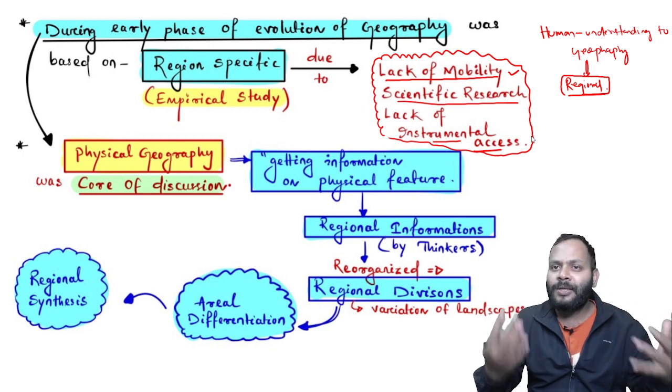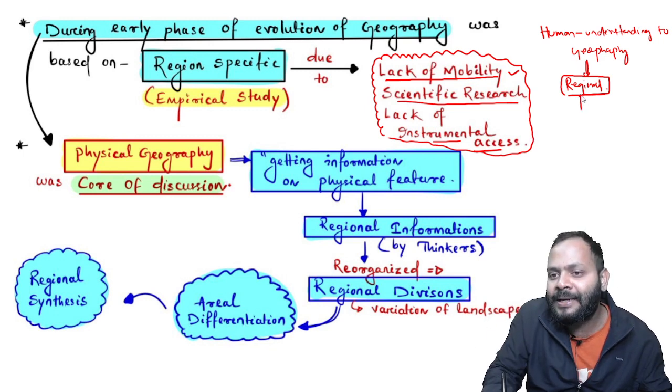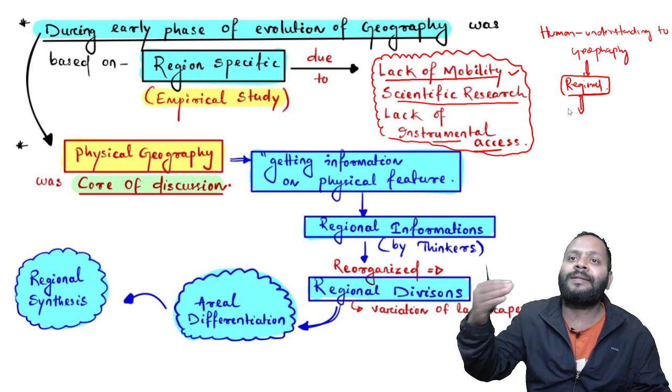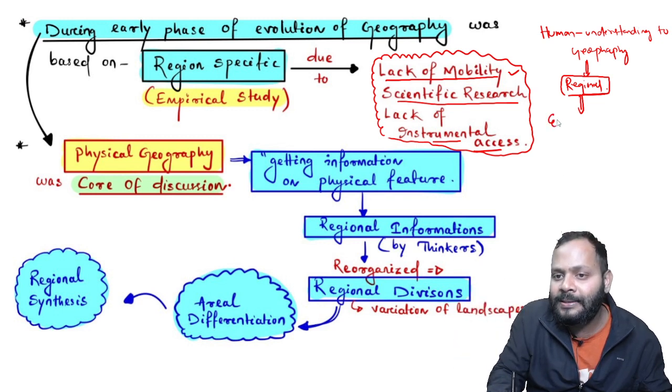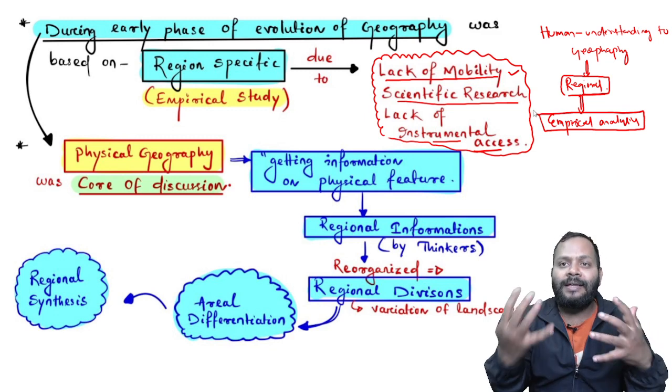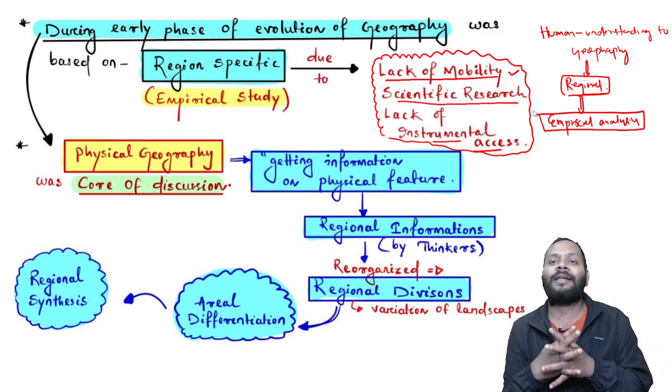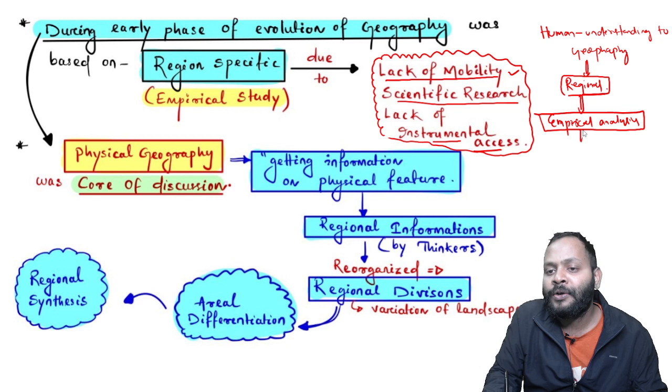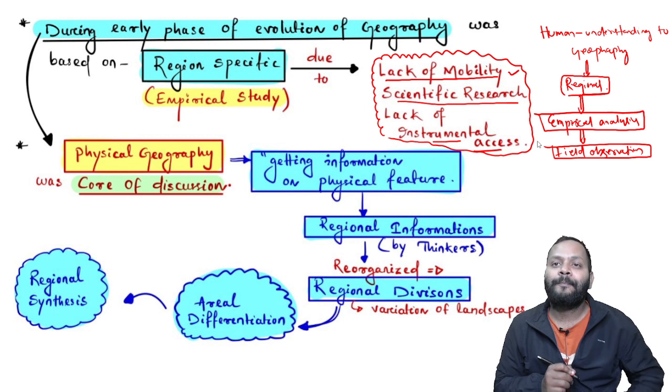In that time, what type of studies did they have? They used to have an empirical study. We will be using this word, empirical study, very frequently. We can also say empirical analysis. Now, what was there in the empirical analysis? The empirical analysis is also called field observation.